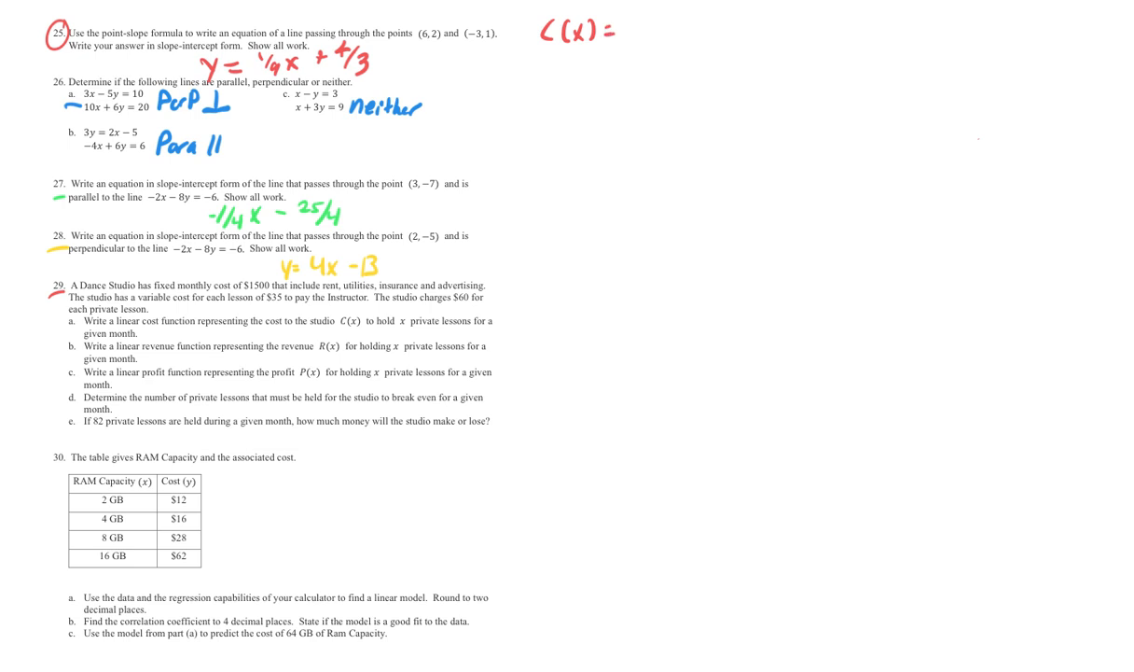So C of x is going to equal the fixed costs plus the variable costs. So the fixed cost is 1,500 and the variable cost is 35 per lesson. So where x is the lesson, it would be 1,500 plus 35x. Write a linear revenue function representing the revenue R of x for holding a private lesson for a given month. So R of x is equal to the only money that's coming in is the $60 per lesson, or 60x.